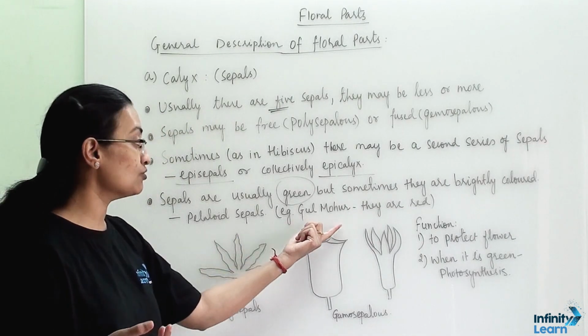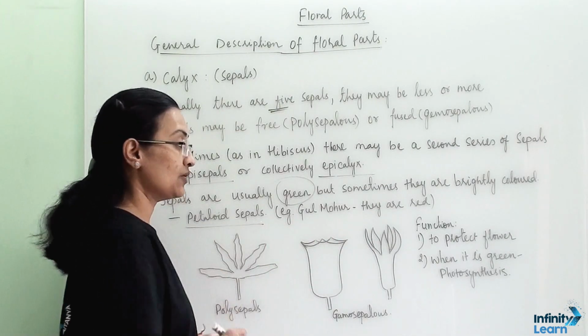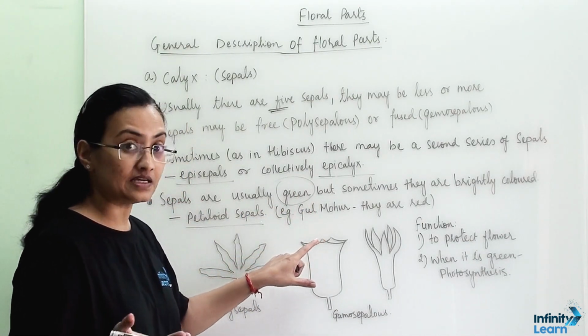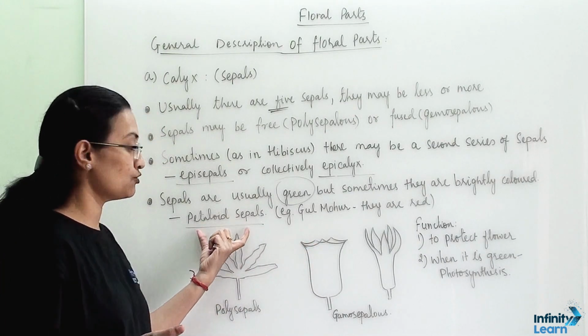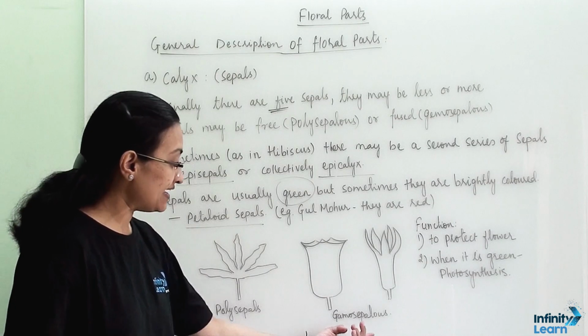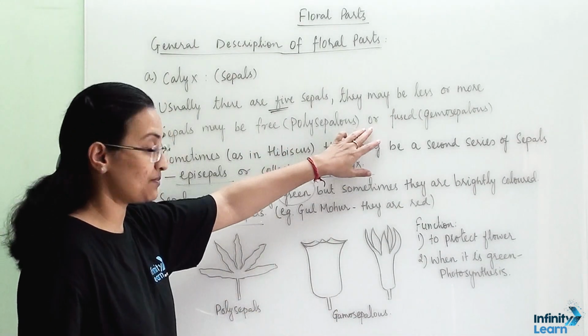For example, in Gulmohar, they are red. And in that case, they are known as petaloid sepals. So sepals are usually green, but when they are brightly colored, other than green, then they are known as petaloid sepals. Now here are the examples of polysepal and gamosepal. Polysepals when sepals are free, gamosepals when sepals are fused.